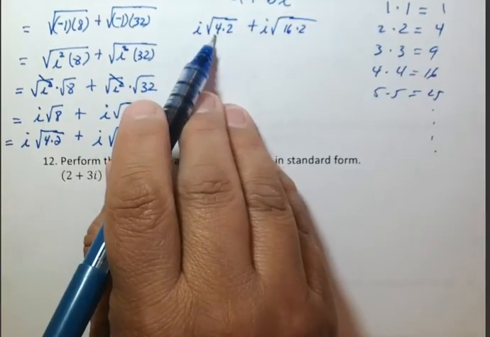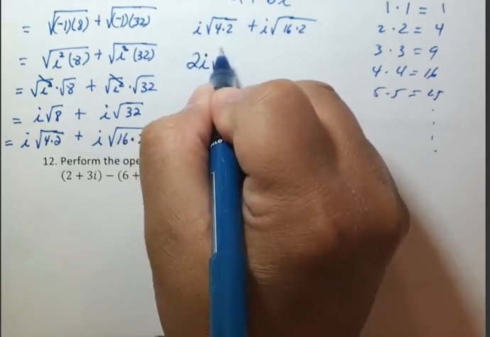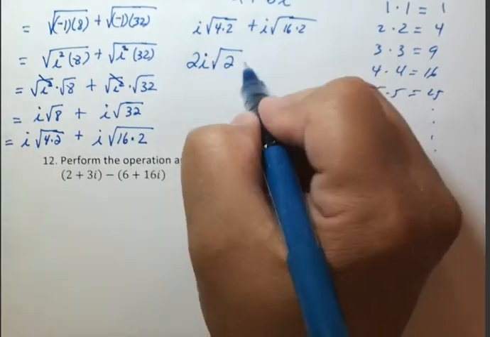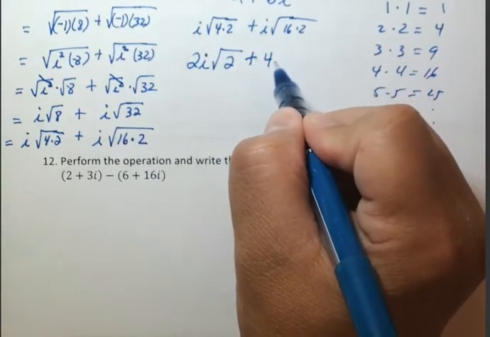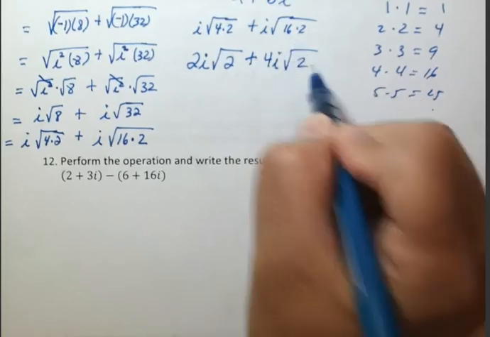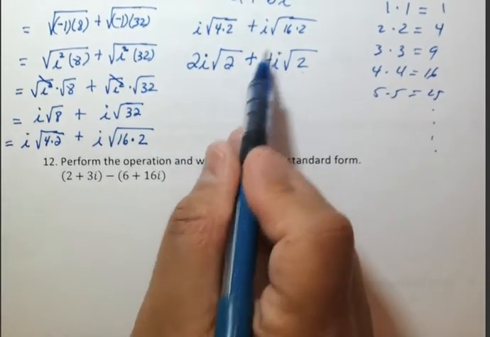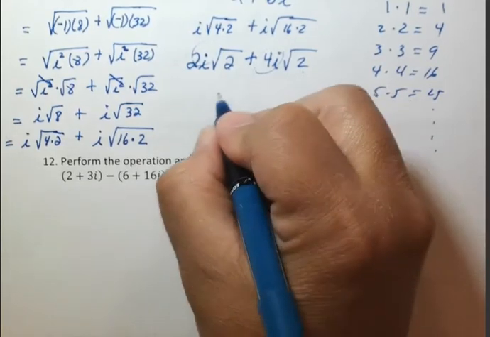So the square root of 4 comes out as what? A 2. And this 2 is going to stay inside. And the square root of 16 comes out as a 4. And the 2 is going to stay inside. So now we have 4i plus a 2i. Now they're the same. So I can add these numbers in front. So 4i plus 2i is 6i.